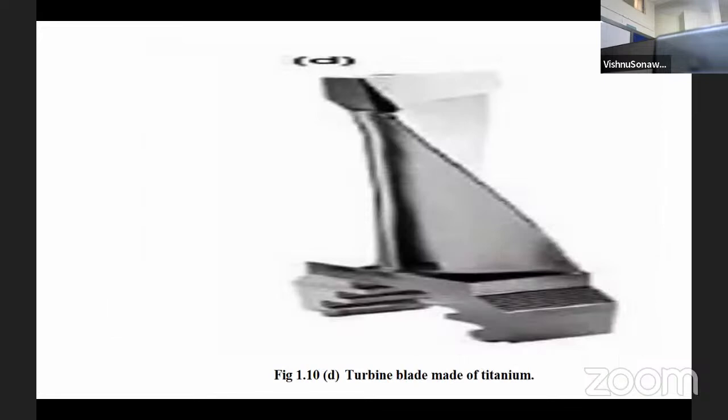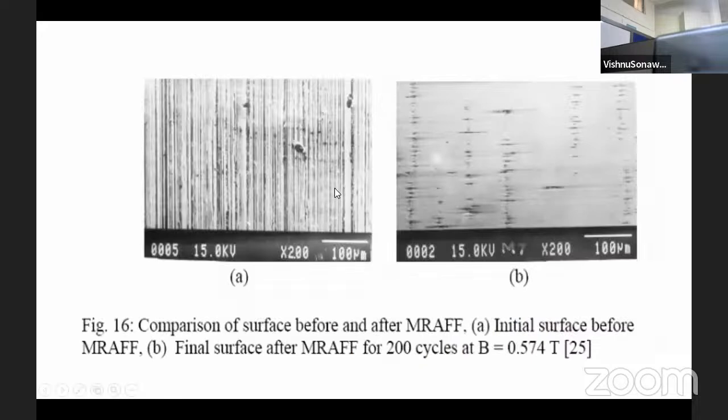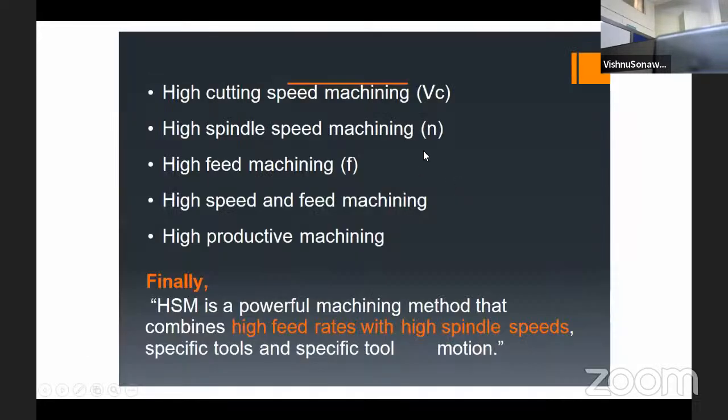And this is a turbine blade as one example. I'm showing the titanium blade for the Kaplan turbine or the Francis turbine. Here this is the surface finish before and after the metal removal rate. This is one example that is shown. I have taken the snapshots from one industry.